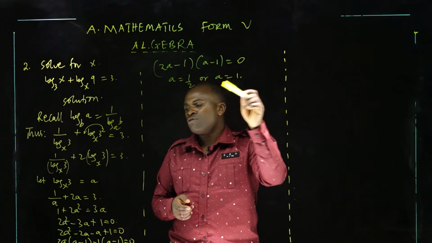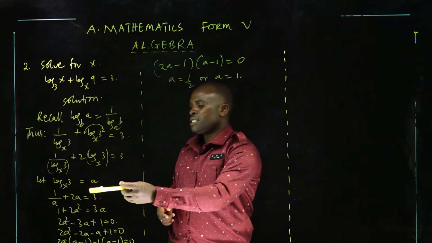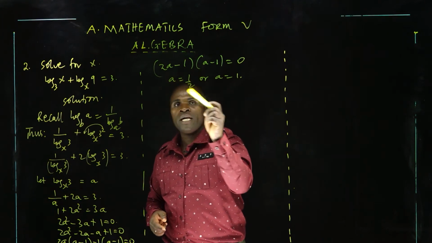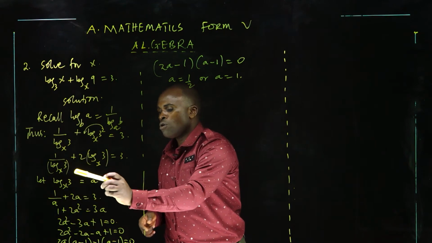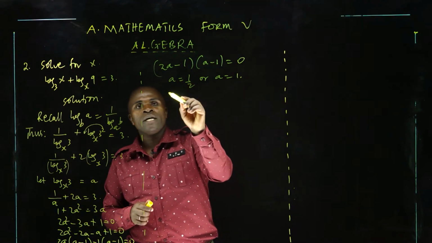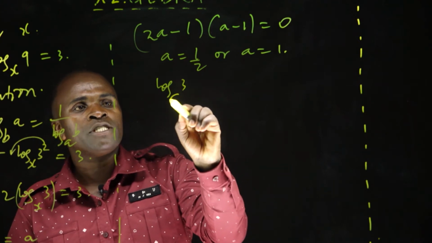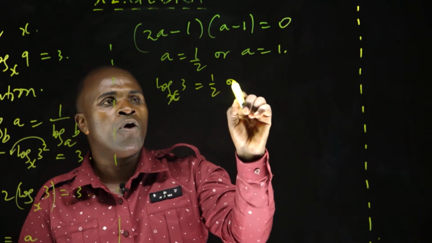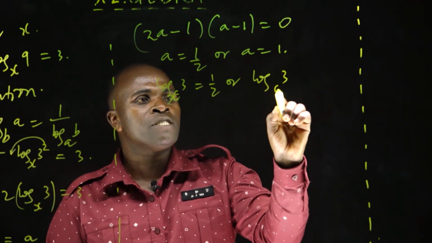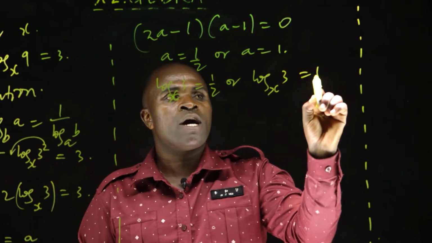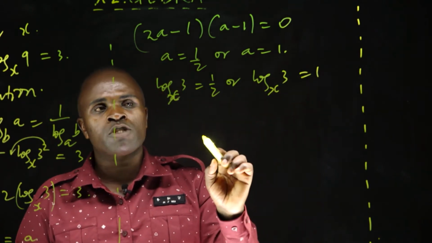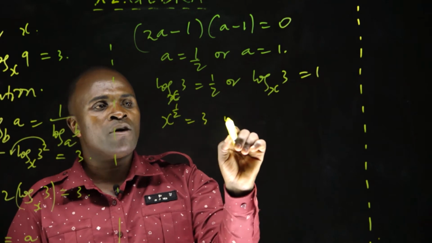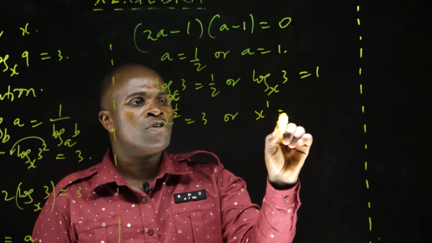A is just an assumed variable. It is signifying what? Logarithm of 3 base x is a. So in the place value of a, just plug in log of 3 base x. So we say log of 3 base x signifies a equals 1/2, or log of 3 base x signifies 1. Converting logarithmic form into exponential, you'll get x power 1/2 equals 3, or x power 1 equals 3.